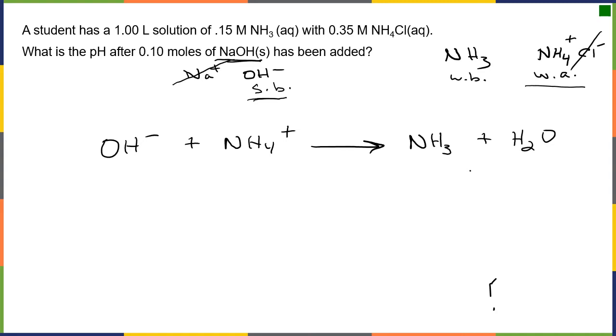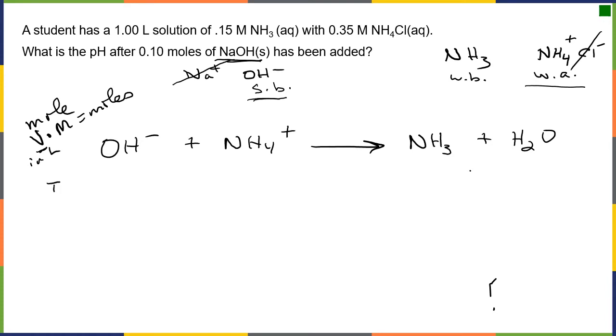Now we need a new chart. Because we have one arrow rather than two, this is not an ICE chart. We're going to call this a mole chart. And with our moles, we have to remember that volume times molarity is moles, with the units of volume in liters.